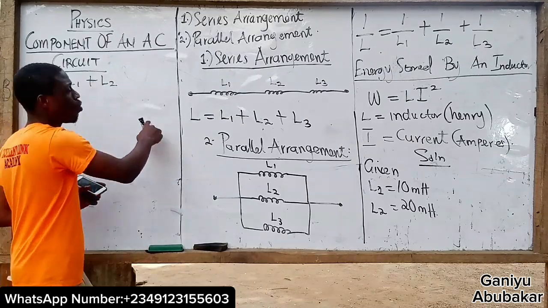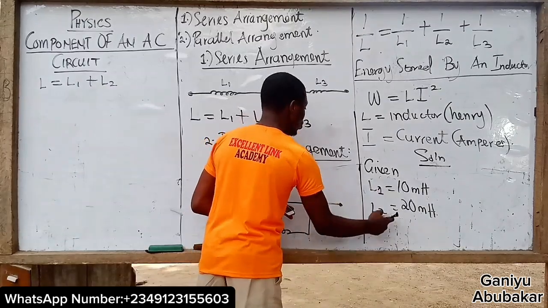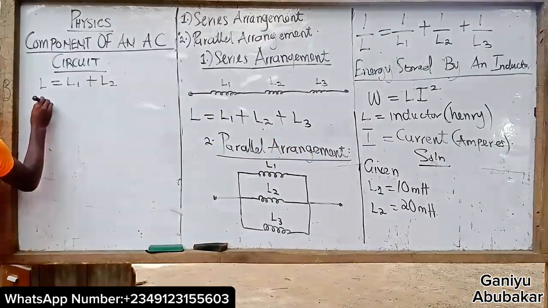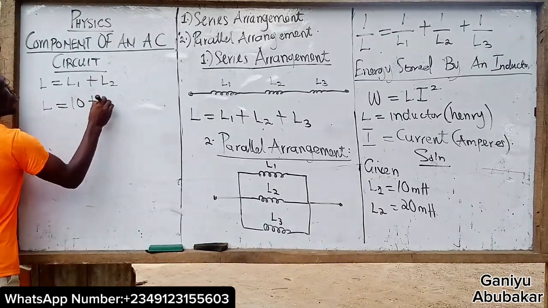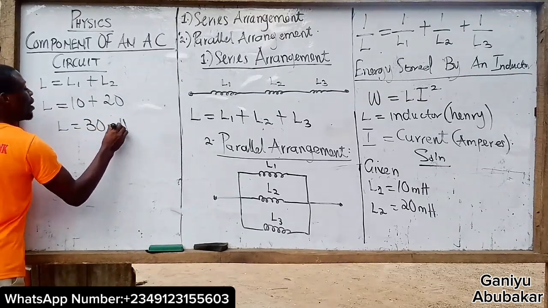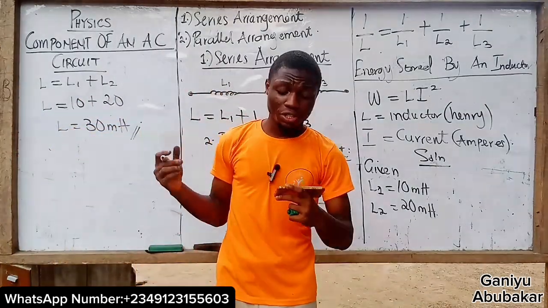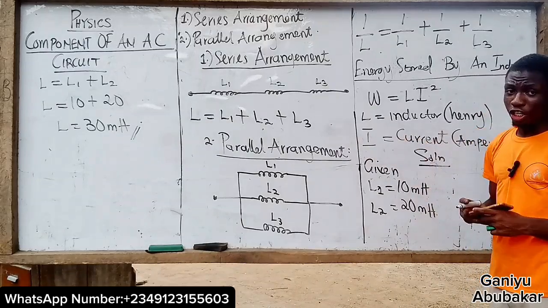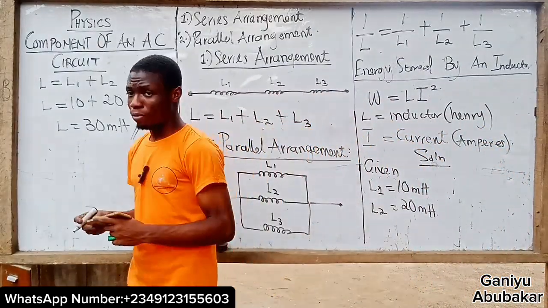Why not L3? Because there are just two values here, two inductors. So from here, my inductance becomes L1 which is 10 plus L2 which is 20. Add them up, I'll have 30 milli Henry as my answer to this question, using the idea of series arrangement of inductors. Let's look at the second question and proceed from here.